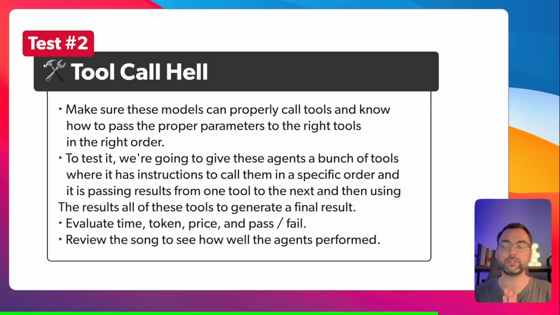And at the end, we're going to do the same thing that we did last time. We're going to evaluate how the different models performed: how much time, how many tokens, price, and did it pass or fail? And then we'll look at the final result, in this case a poem, and see if the agents were able to successfully generate a poem and which one did the best. So let's go ahead and dive in.